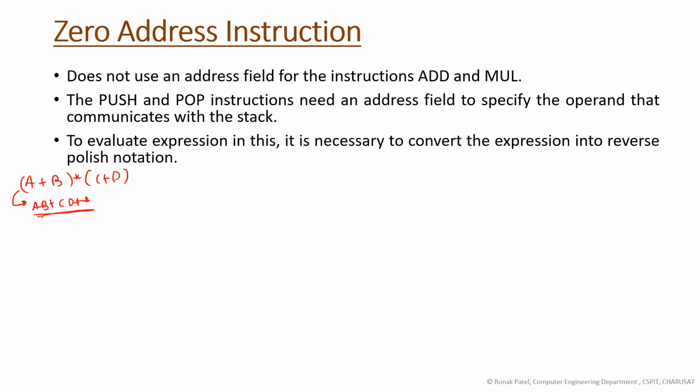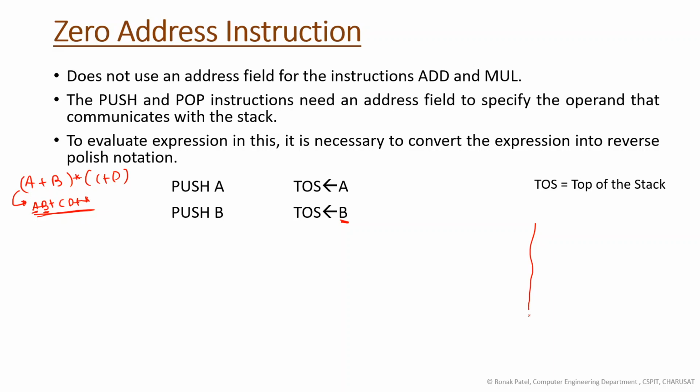So what you need to do? First, it will push A. At that time you require the address of A. So push A. The TOS, that is the top of the stack, now points to this. Then push B on the stack. Now top of the stack points to B. Let me draw the stack here.